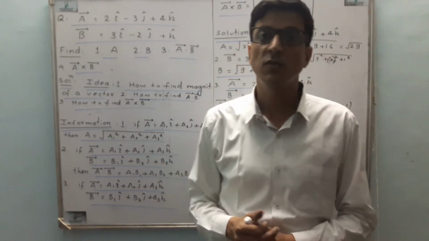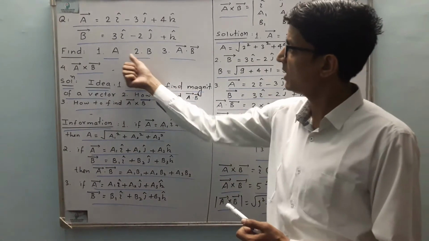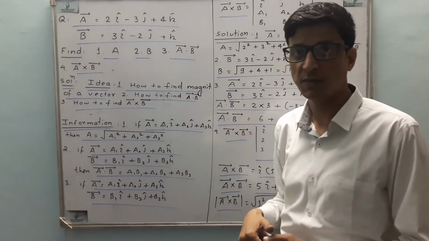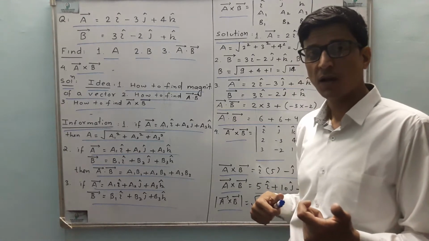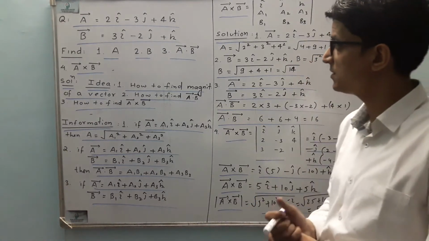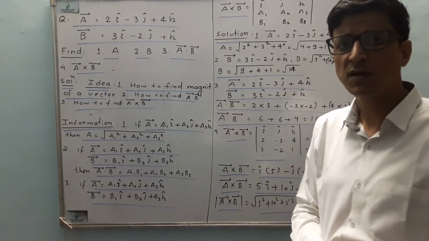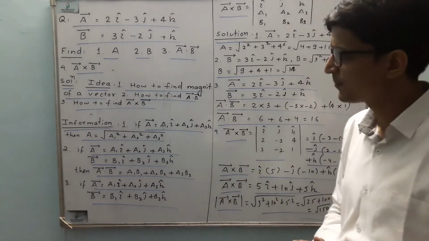Now let's work on the idea. So the idea is that |A| and |B| are the magnitudes of vector A and vector B. So just think how to find the magnitude of a vector. And the third is A dot B. Just think how to find the dot product, and how to find the cross product.